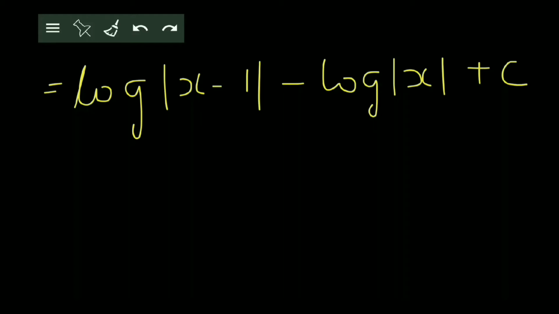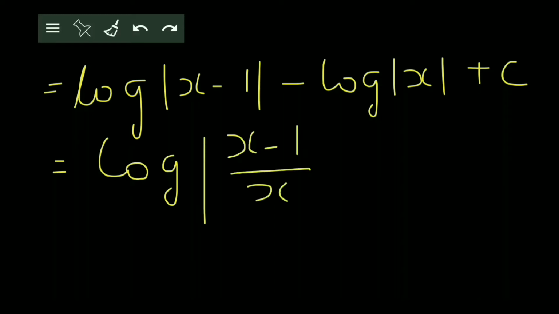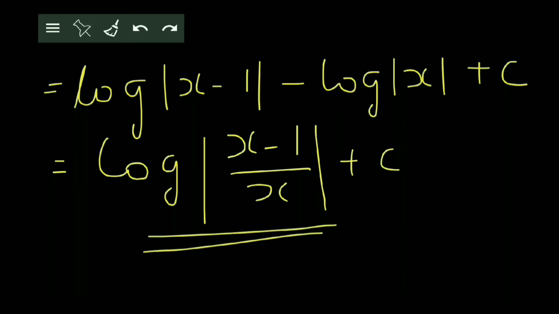Now when two logs are subtracted, again something which I told you before, when we subtract logarithms, we can combine them and write one upon the other. The first log upon the second log we can write it as. So the answer can be modified this way, that is log of x minus 1 upon x plus c. Thus this becomes the answer to our question.